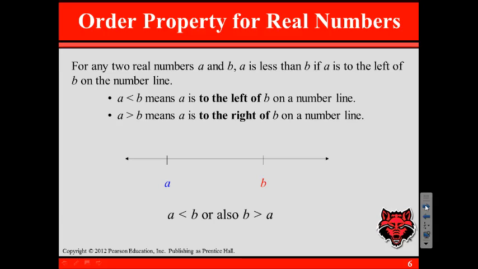Now, when we look at any two real numbers on a number line, let's just represent those with A and B. We would say A is less than B if A is to the left of B on the number line. So you may think of it like this. Let's say A is 2 and B is 5. We would say 2 is less than 5 because 2 shows up to the left of 5 on the number line.